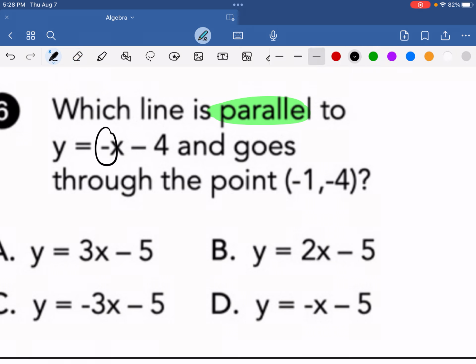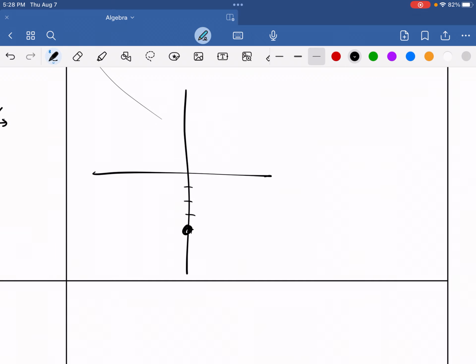Well, the number in front of x is -1, so the slope is -1 on top of 1. So it's going down 1 and over 1. That's the slope. So it would go down 1 over 1, down 1 over 1, down 1 over 1, down 1 over 1. So the line would look like this, kind of. That's a sketch.